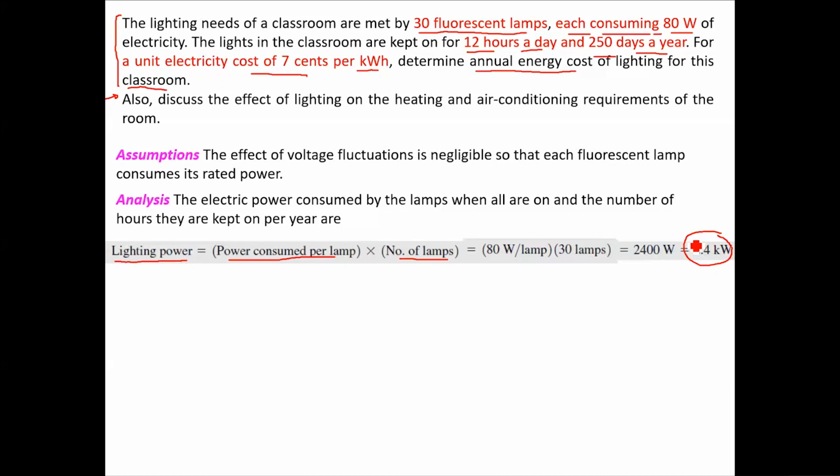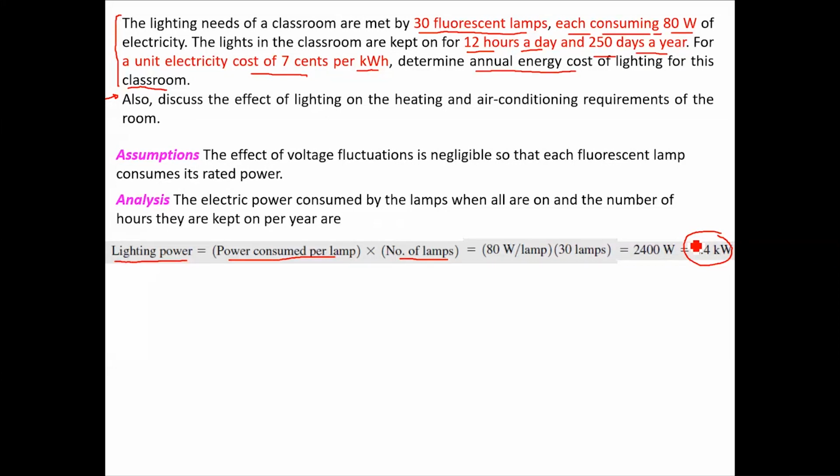I am coming to that. You have first calculated the power requirement in terms of wattage. Clear? Now, 2.4 kilowatt means 2.4 kilojoules per second. This is what is meant by kilowatt.